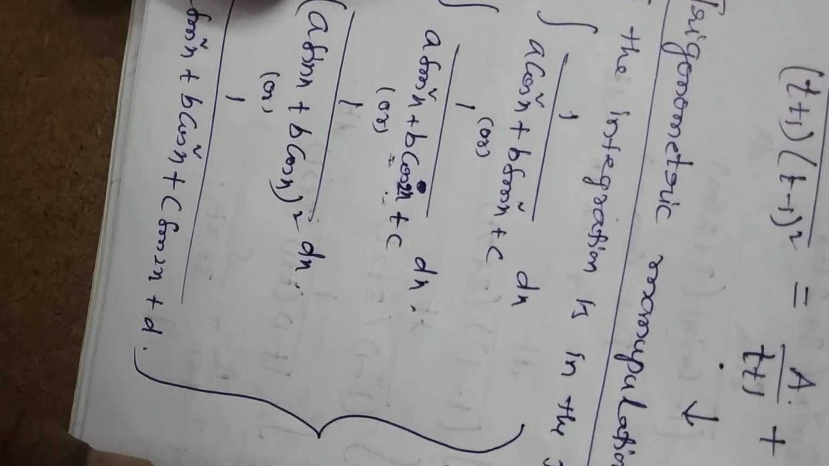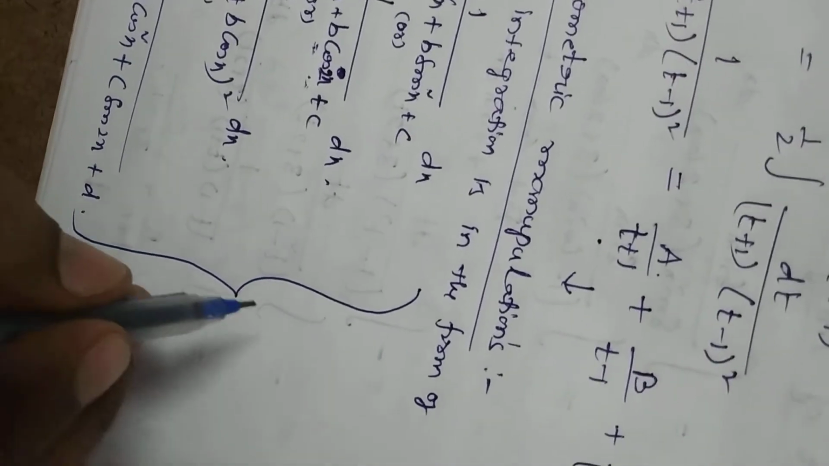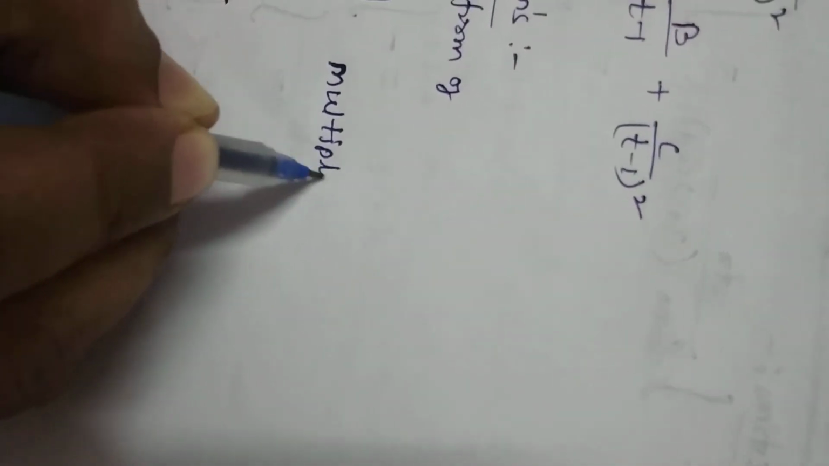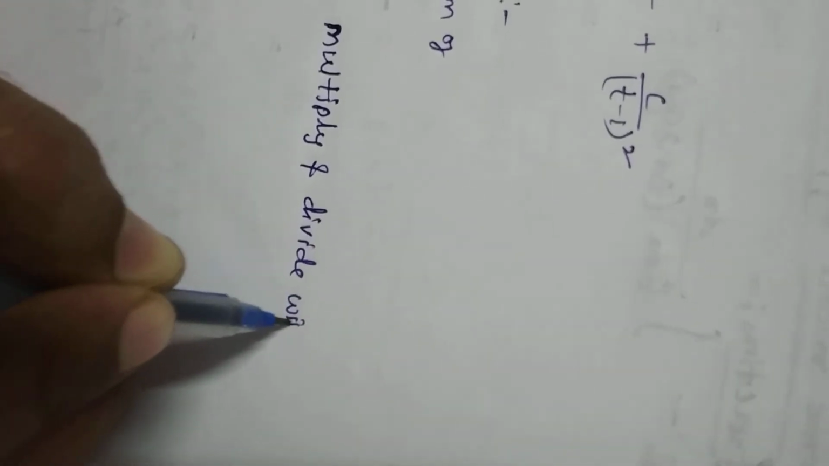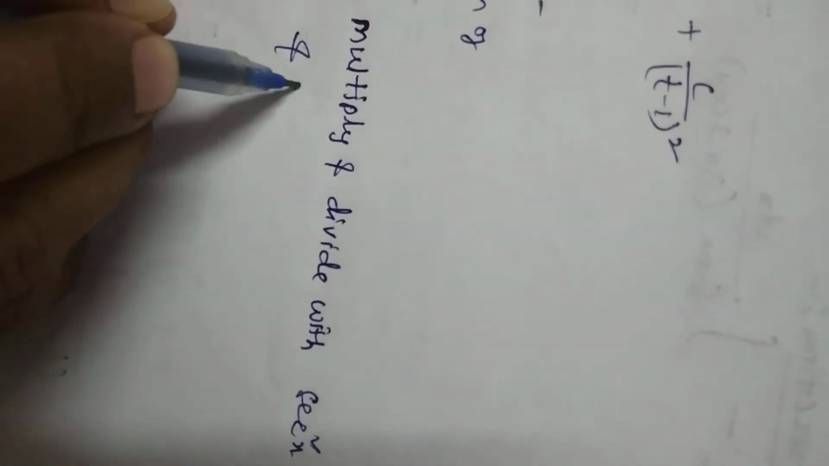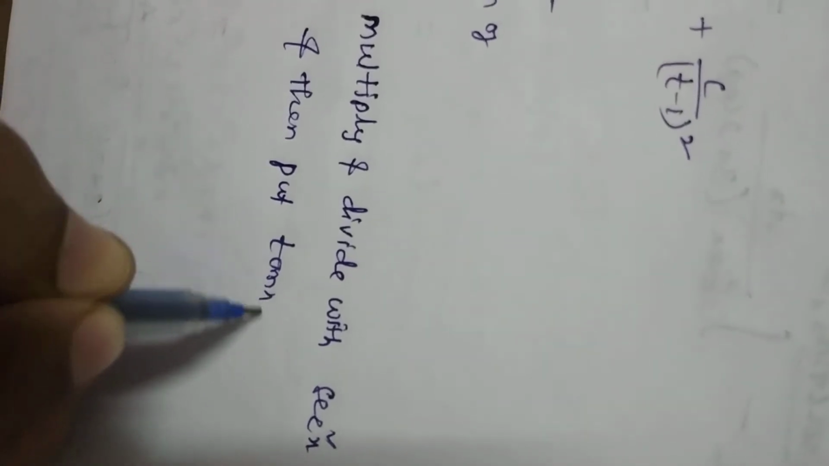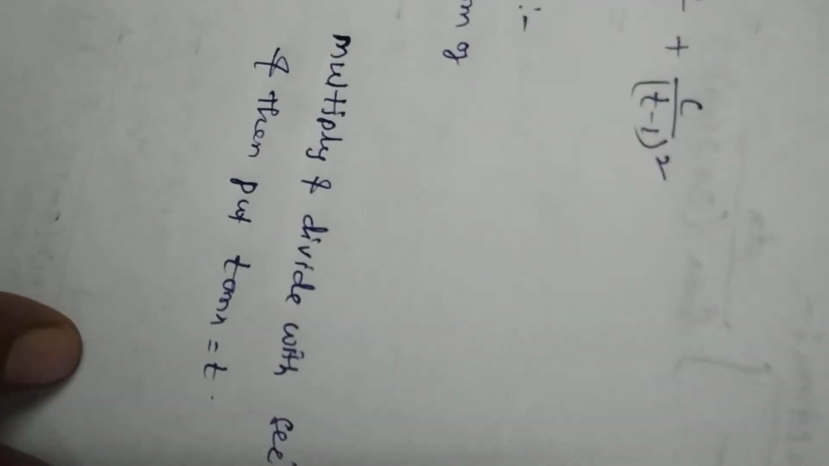Okay, so here in all of these four cases what we have to do is first multiply and divide with, remember the rule clearly, multiply and divide with secant square x first of all, and then put tan x is equal to t. This is the rule what you have to remember. Okay, so let us see one example based on this model.